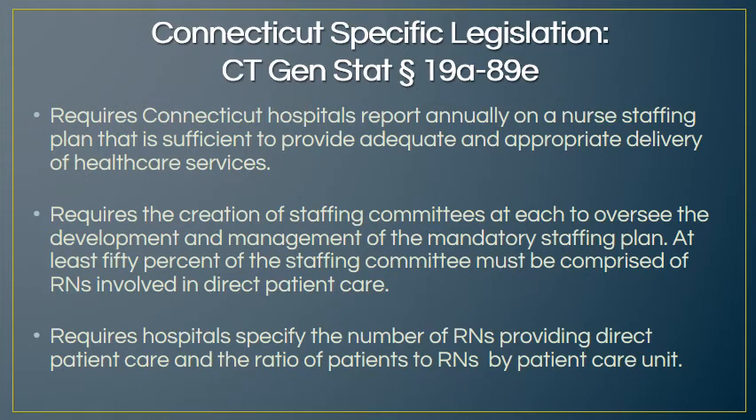Additionally, the second statute requires the creation of staffing committees at each hospital to oversee the development and management of the mandatory staffing plan. At least 50% of the staffing committee must be comprised of RNs involved in direct patient care. Another requirement of the second statute is that hospitals specify the number of RNs providing direct patient care and the ratio of patients to RNs by patient care unit.